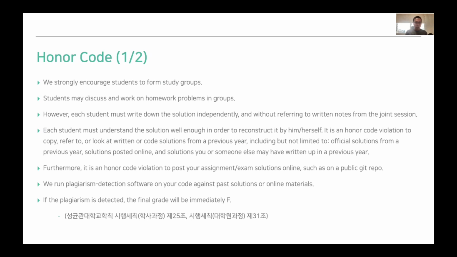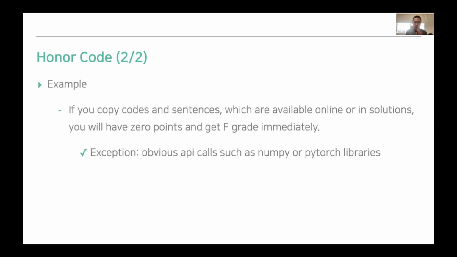So we have the honor code as well. We encourage collaboration, but please avoid copying other people's solutions or online code, right? If plagiarism is detected, your final grade will be immediately F. So if you copy codes and sentences, even one sentence, which is available online or in solutions, you will have 0 points and get an F grade immediately.